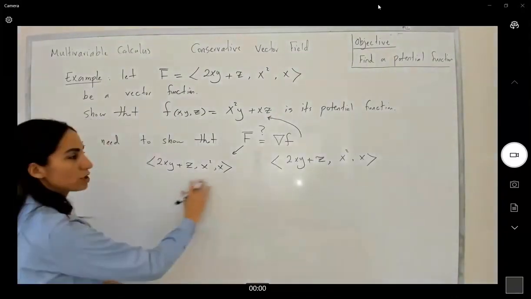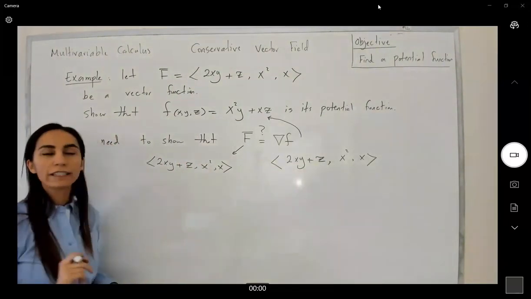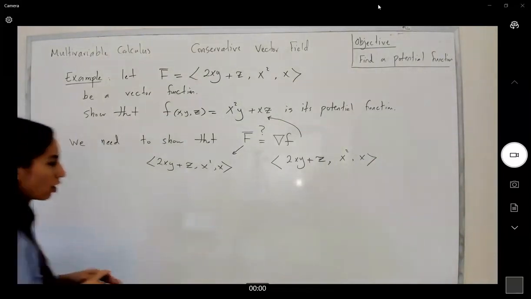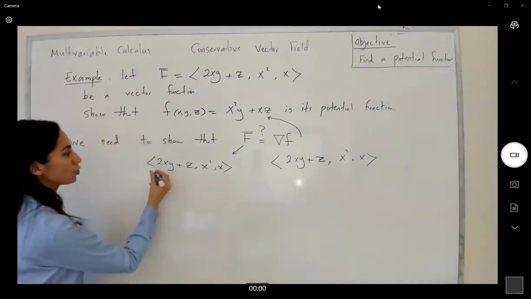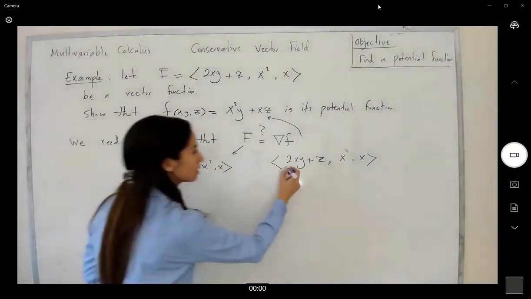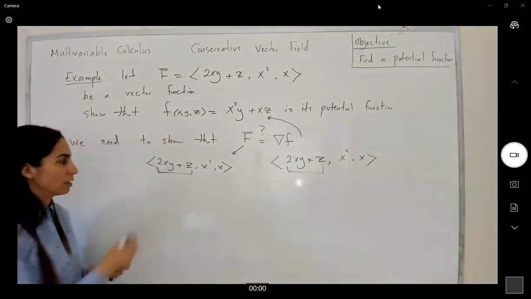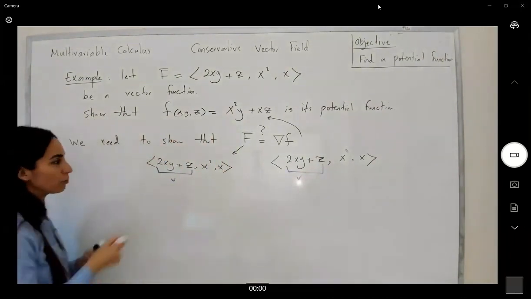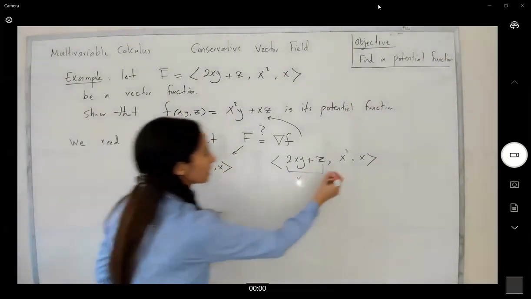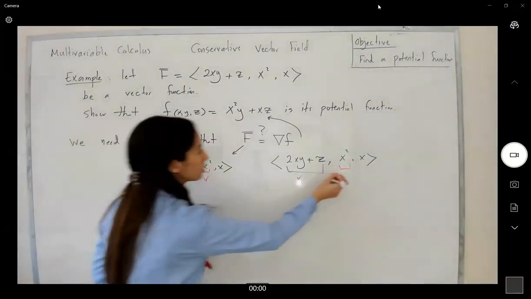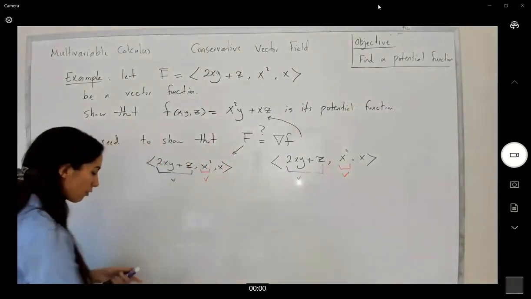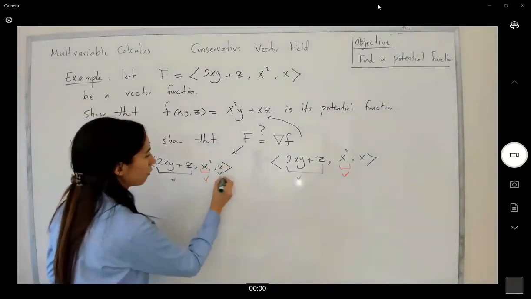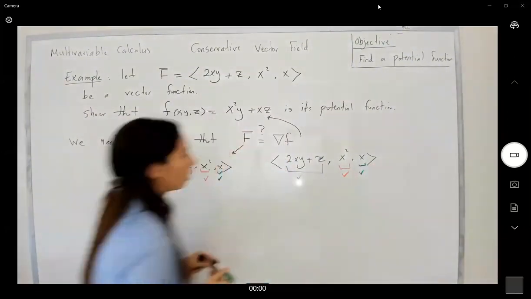Now you need to check to see if these two vector functions are equal to each other or not. Well, it's not very hard to see. The first component is 2xy plus z on both sides, so we're happy about the first components. The second component is x squared on both, so they are equal to each other. And the last component for both of them is equal to x. So we verified that these two are equal to each other.